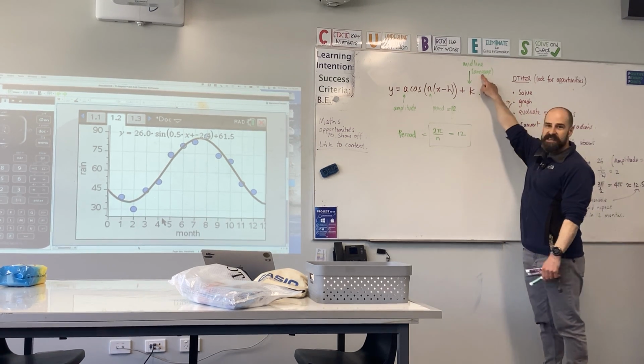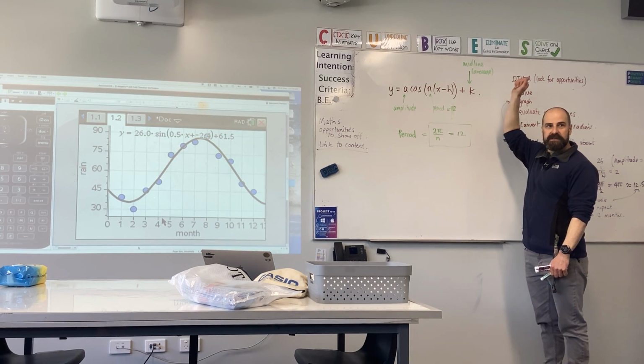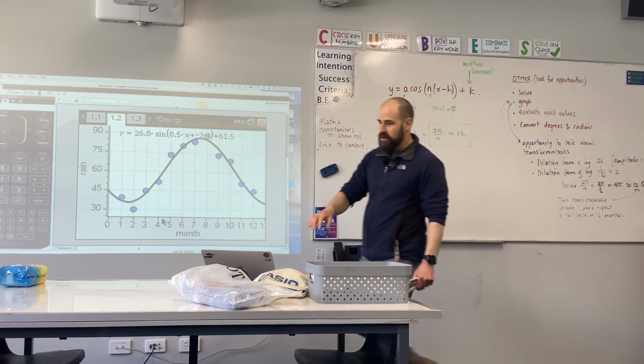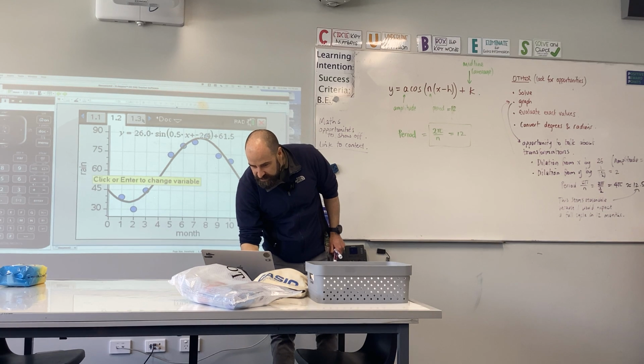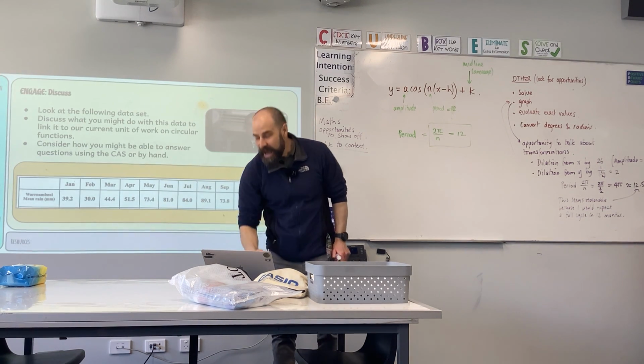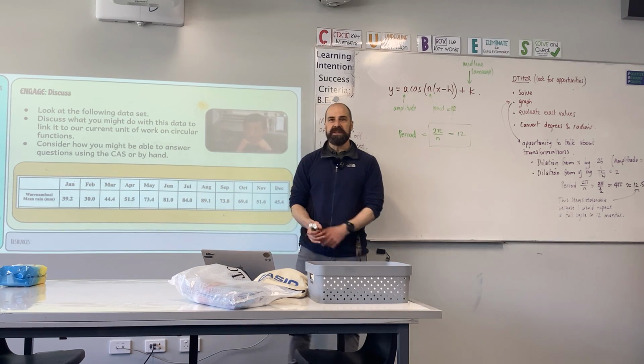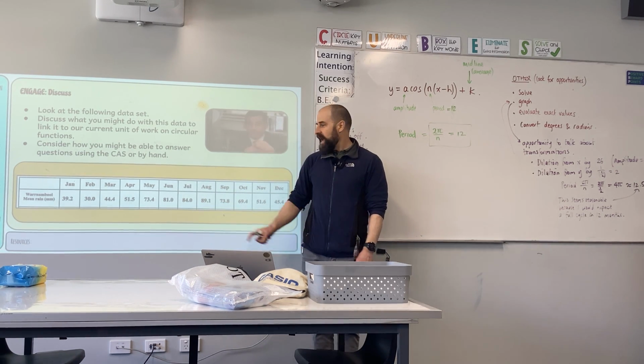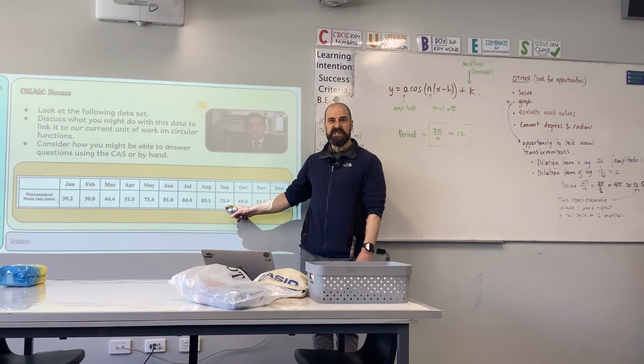The midline's the average, isn't it? So could you find the average to work out where the midline is? And then would you use the average or would you use the median?